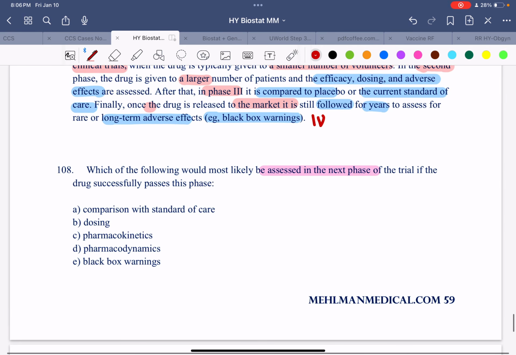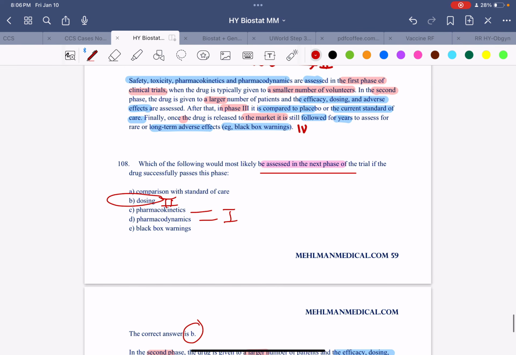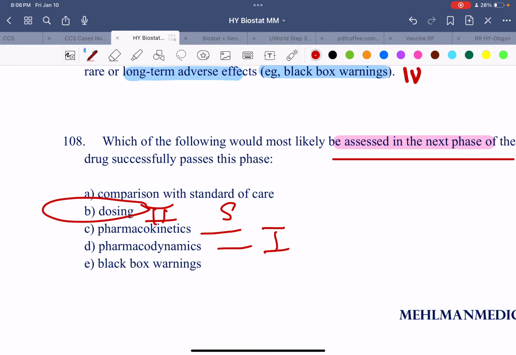Which of the following would most likely be assessed in the next phase? So this was phase 1, right, in which pharmacokinetics and pharmacodynamics were found out. Now we are going to phase 2, in which dosing would be found out. So the correct answer is B, dosing, or it could also be the side effects or the efficacy of the drug.